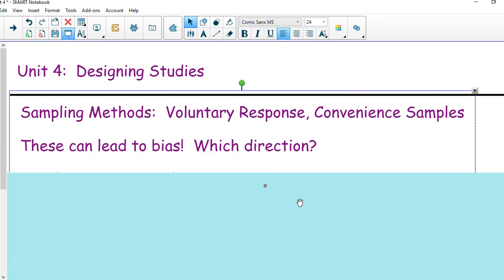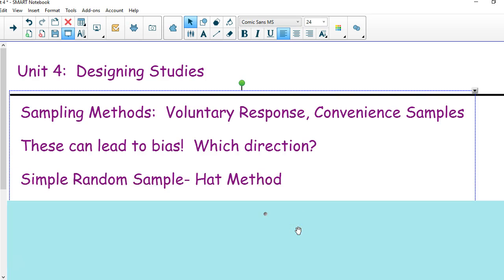So when you're talking about bias, talk about why it's biased. We missed out the people who are at work, and say what direction the bias is. It's a higher statistic. Why? People who are at home, they're going to cook more or bake more.